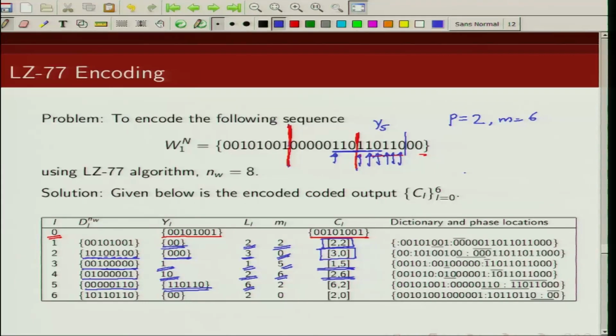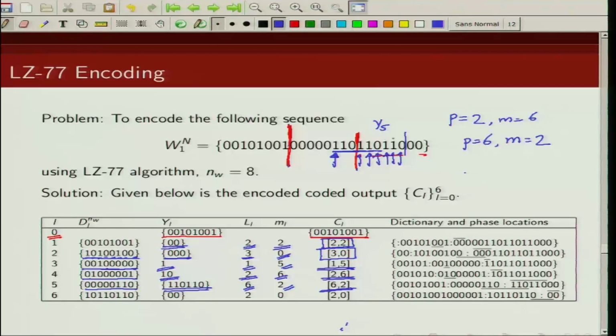That's this. And what is the p corresponding to the match? The match happens at this location, which is 1 2 3 4 5 6. So p equal to 6. Then m corresponds to nw, which is 8 minus p. So 8 minus 6 is 2. So this is my m. So corresponding to this string, my code word is 6 and 2.